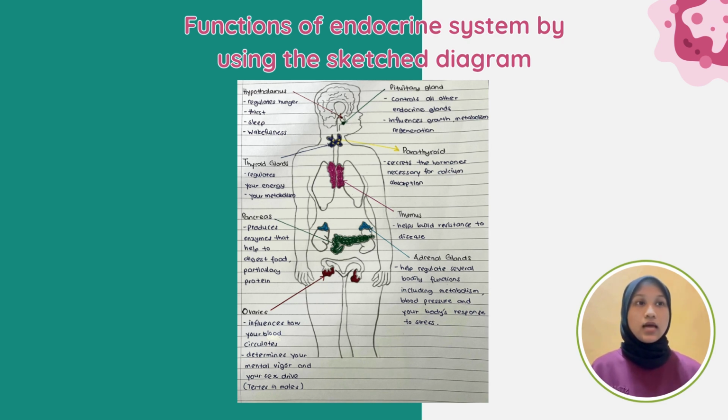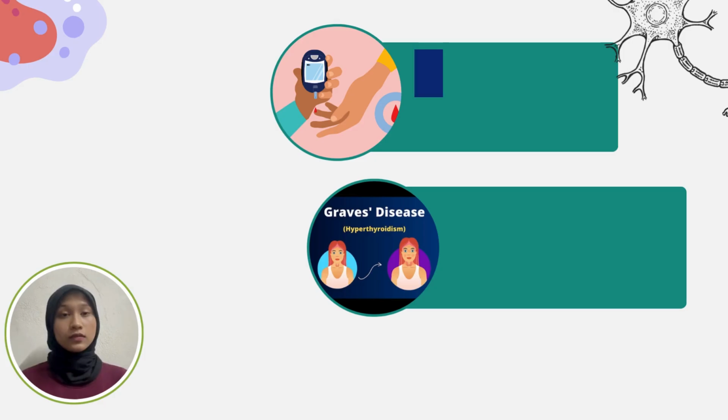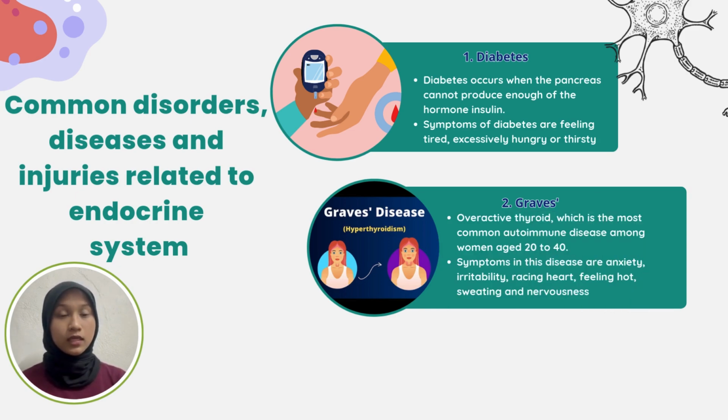Second last is the thymus. It helps build resistance to disease. And the last is the adrenal gland. It helps regulate several bodily functions, including metabolism, blood pressure, and your body's response to stress. So the endocrine system also has common disorders, diseases, and injuries.